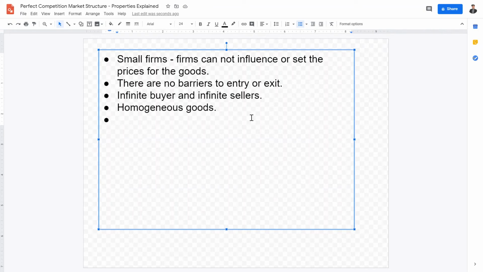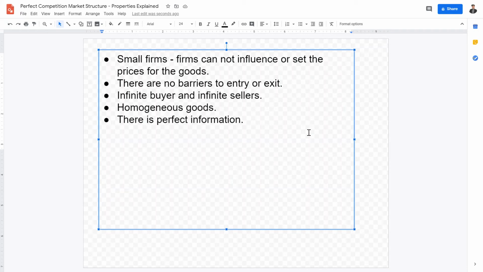And the last factor is that there is perfect information. Perfect information refers to each seller knowing how many buyers there are, and each buyer knowing which seller, which firm, has the lowest prices and perhaps the best goods. So these are the factors that contribute to a perfectly competitive market structure. And of course, perfectly competitive market structures are highly theoretical. They're completely theoretical, and they do not really exist in real life.